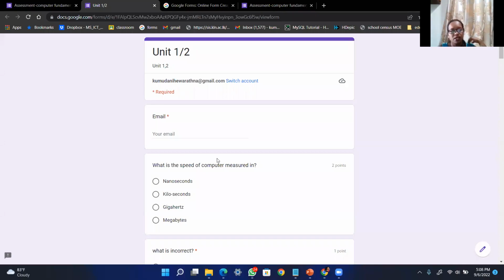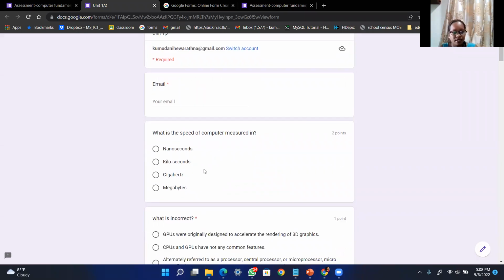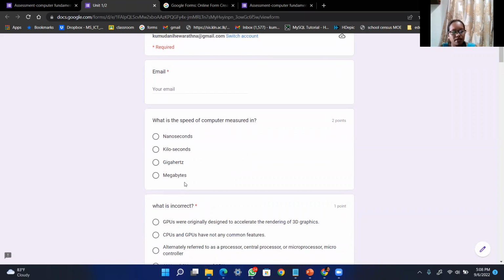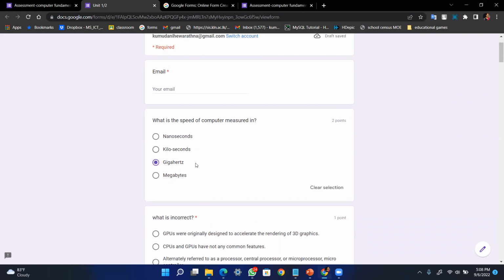Right. The first question. What is the speed of a computer measured in: nanoseconds, kiloseconds, gigahertz, megabytes? Gigahertz. Hertz, yes. Maybe gigahertz, megahertz, any hertz, right?